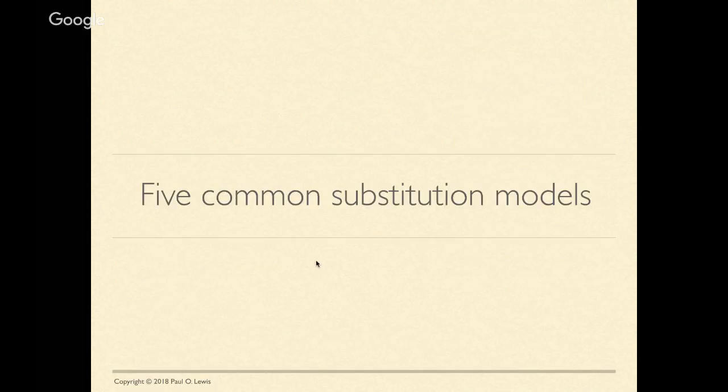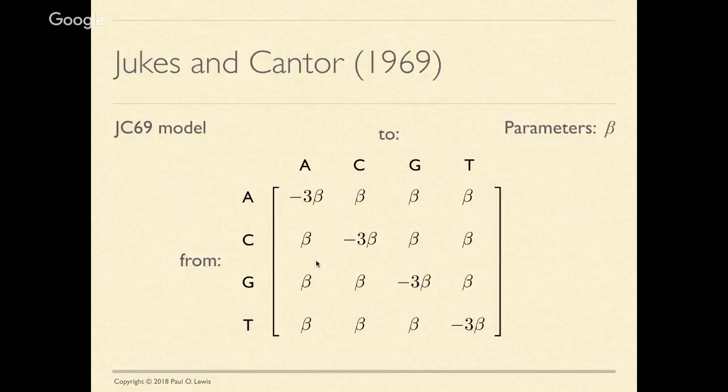So let's go through a survey of 5 common substitution models to start with. We've already talked about the Jukes Cantor model in part 1. Here's the rate matrix for the Jukes Cantor model. These are instantaneous rates of change from any of the 4 bases on the left to any of the 4 bases on the top. And there's only one parameter in this model, beta, which is the substitution rate for any kind of substitution.